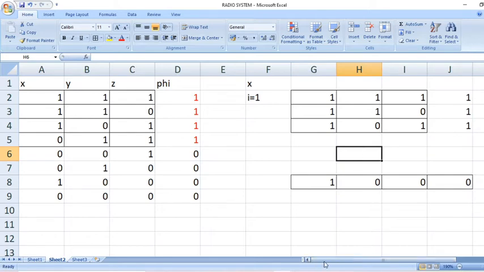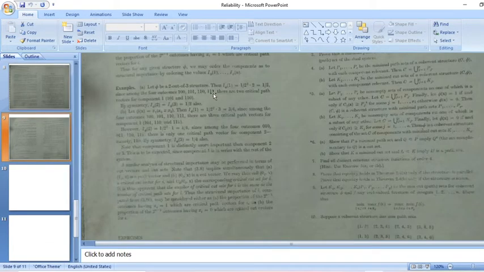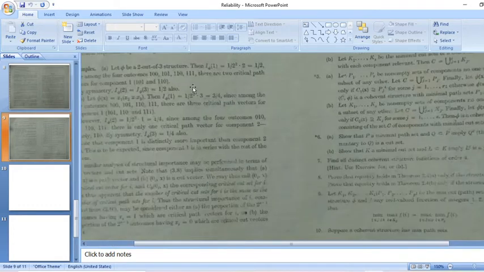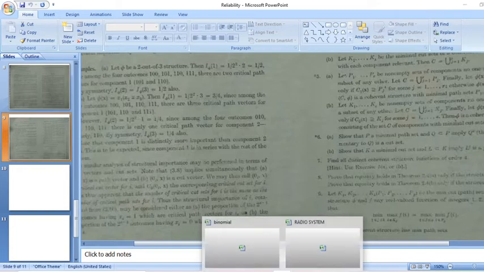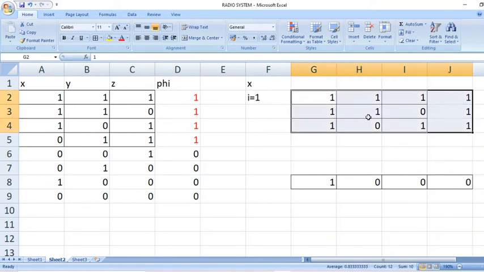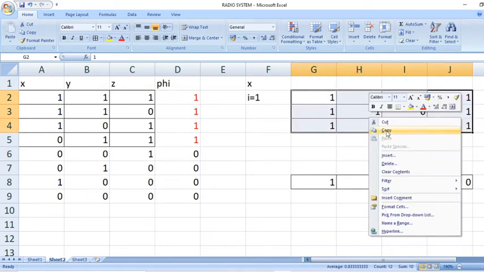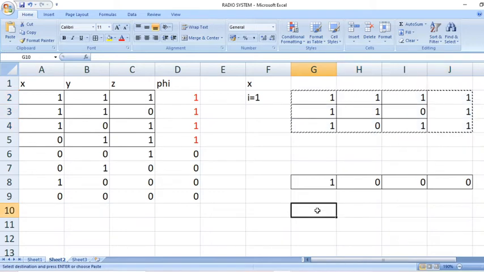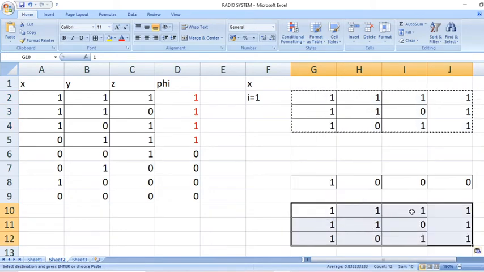So let us consider the vector. What are the possibilities? 1 0 0, 1 0 1, 1 1 0 and 1 1 1. Among these 4 combinations, what are the critical vectors? Let us search whether this is critical or not. Is it critical? All these vectors are critical.